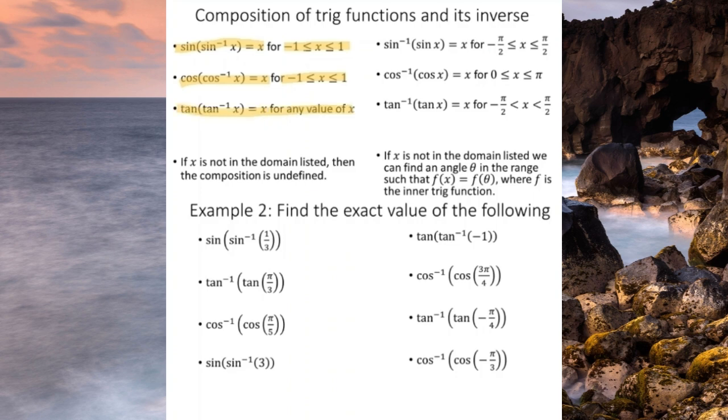On the other hand, tangent of tangent inverse of x will always equal x, no matter what value of x we pick. This is because the domain of tangent inverse of x is the set of all real numbers. So no matter what we plug into tangent inverse of x, it's always going to be defined.